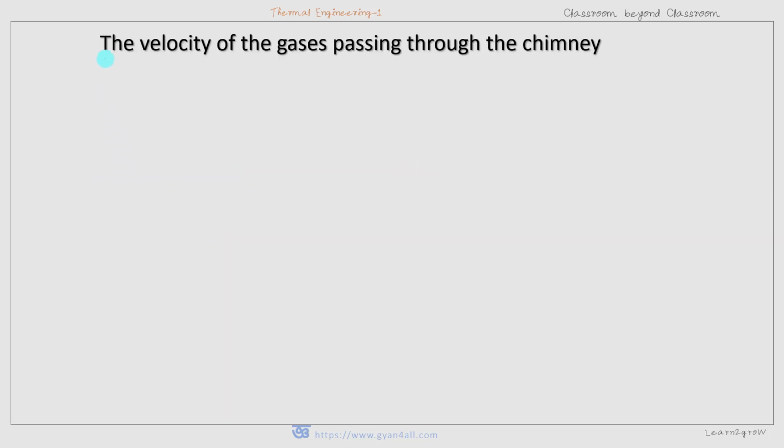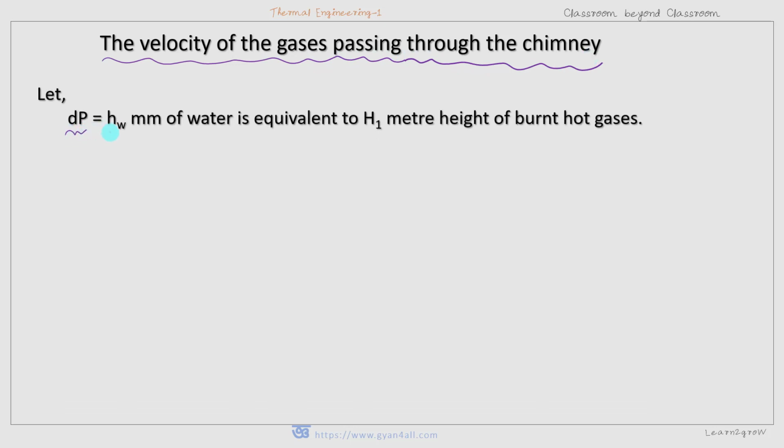Now we are going to calculate the velocity of the gases that are passing through the chimney. We know dP is equal to Hw millimeter of water. Suppose this is equivalent to H1 meter height of burnt hot gases. So in this case, H1 is called the pressure head. Pressure head H is pressure divided by rho g. And this is velocity head and this is pressure head.